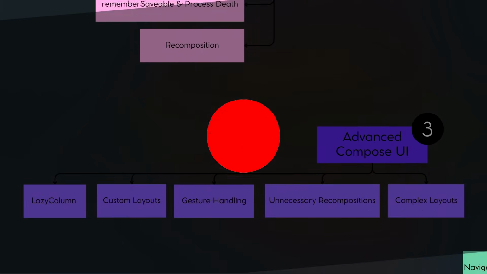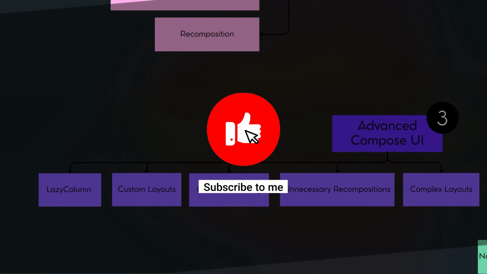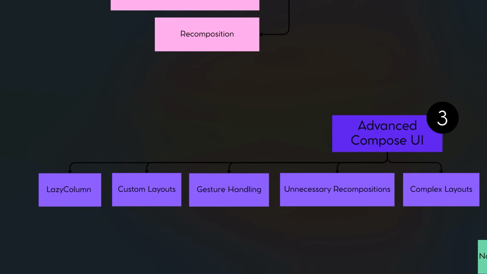Then we'll move to the third level, which is advanced Compose UI. We're going to learn about LazyColumn, custom layouts, gesture handling, unnecessary compositions, complex layouts, and so on. This is advanced content that most channels don't explain, and it's what makes your app feel smooth and professional. Here we're going to focus on recomposition optimization, LazyColumn internals, keys, custom layouts, gestures, and animations.